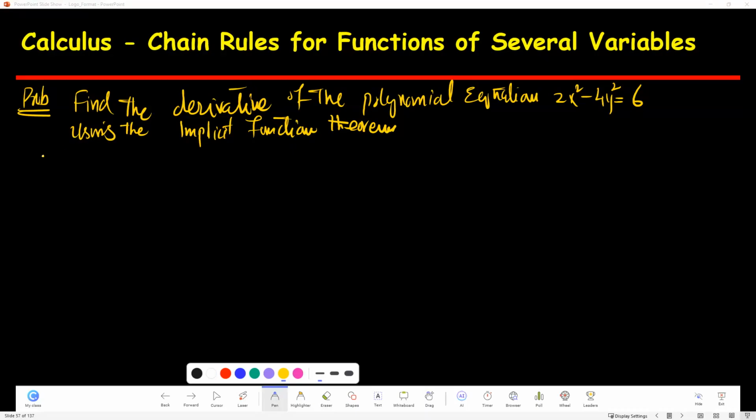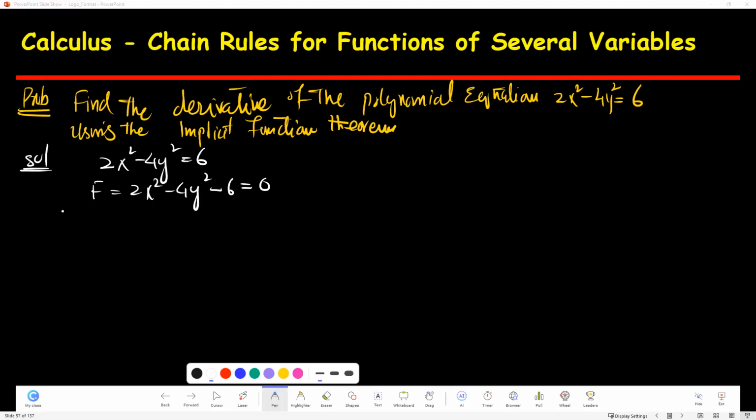Okay. First things first, I need to get my function. So I'm going to say 2x squared minus 4y squared equals 6. I'm going to bring the 6 to the other side so I get my function straight. And my function would be 2x squared minus 4y squared minus 6 equals 0. And I can write it in the form of a function. Okay, this is my function.